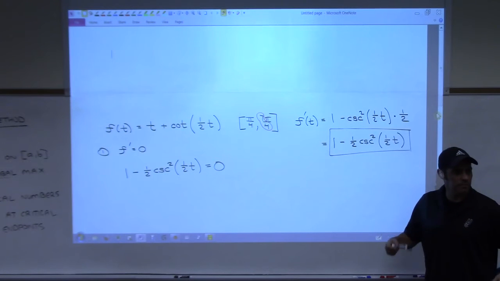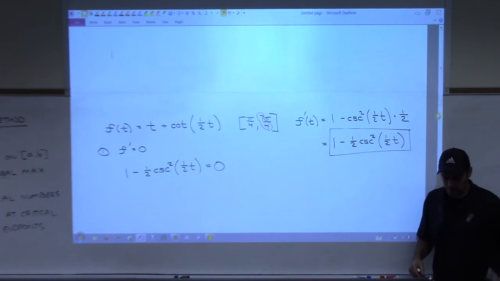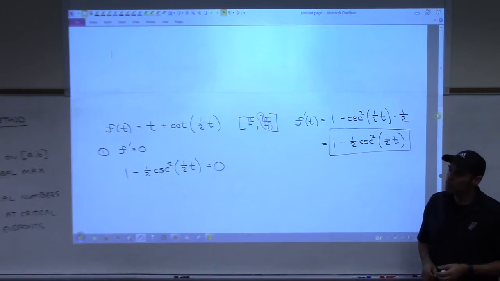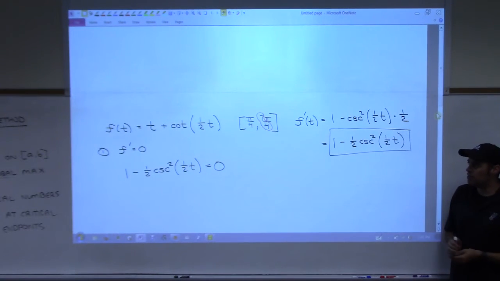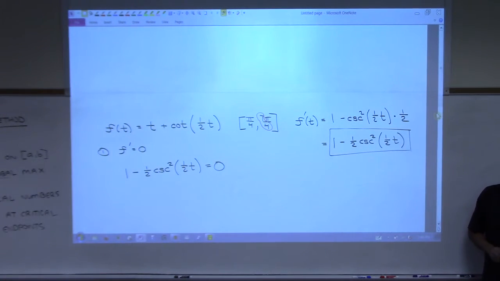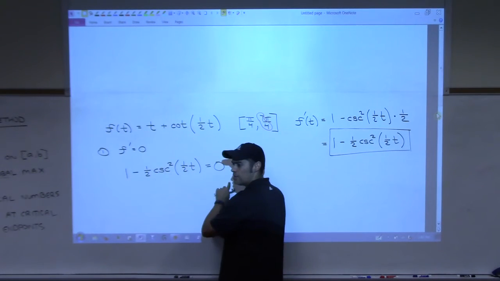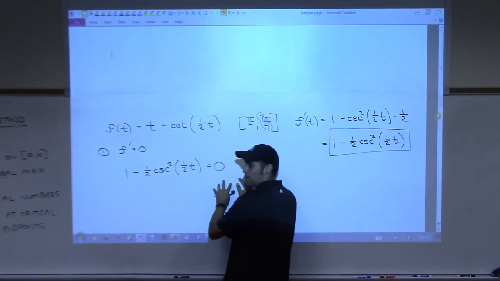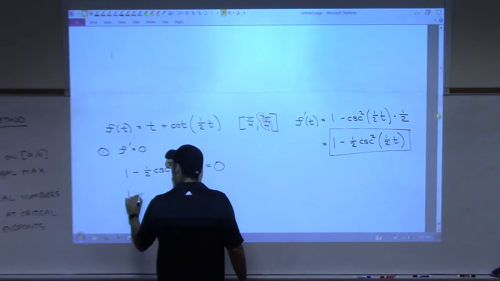Trig equation. How would you solve that? Anyone have any ideas? There's a couple of different things you could do here. You can move the 1 to the other side, or I can move this whole thing to the other side, and it would become positive. I think that's what I'm going to do, just because I want to work with positive numbers.